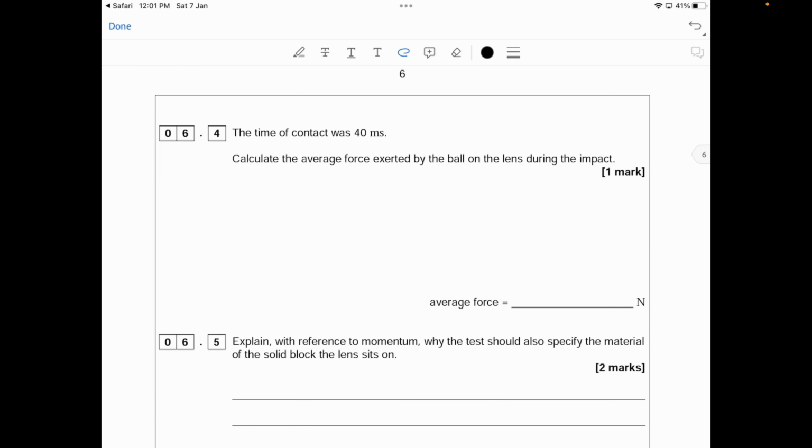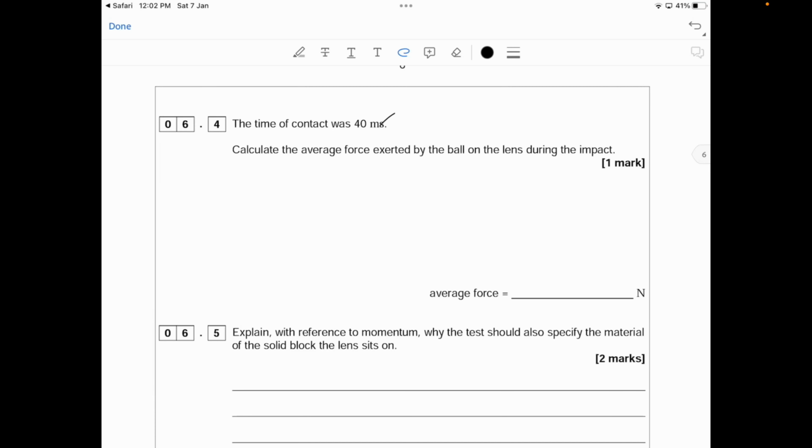Now the time of the contact was 40 ms, which is, I think, what is ms? I need to check. Okay, leave that. To calculate the average force exerted by the ball on the lens during the impact, we need to use a formula in this case. So I'm just going to try to search what ms means. Ms just means milliseconds. Sorry guys. So the time of contact was 40 milliseconds. Calculate the average force exerted by the ball on the lens.